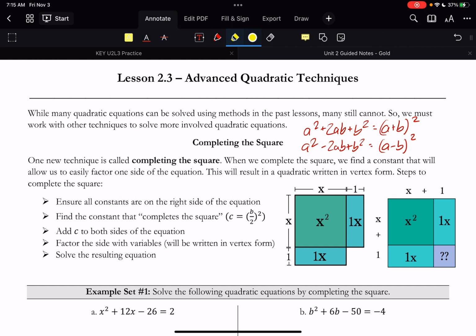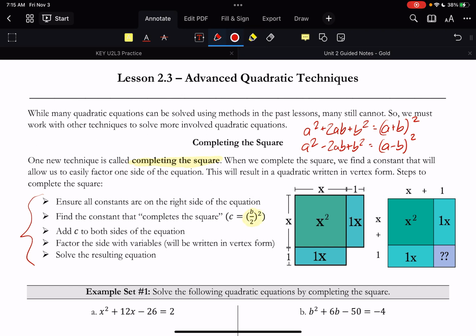What we do when we complete the square is we work to create one of those perfect square trinomials that we talked about when we talked about factoring. The a plus b squared is a squared plus 2ab plus b squared, and also the a minus b squared. So the steps to do this are we move all the constants to the right-hand side of the equation. We're going to find the constant that completes the square, quote unquote, and this is always going to be my b term divided by 2 squared.